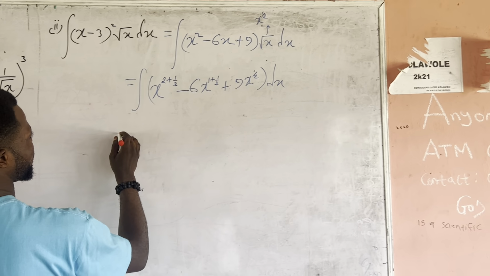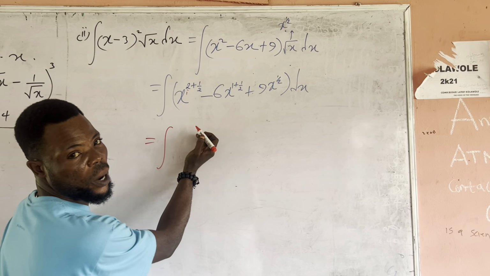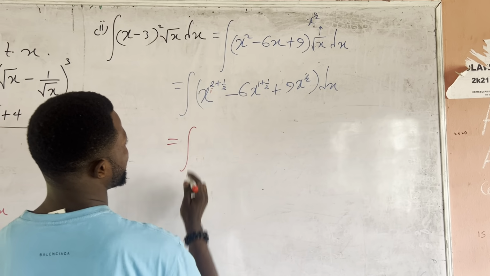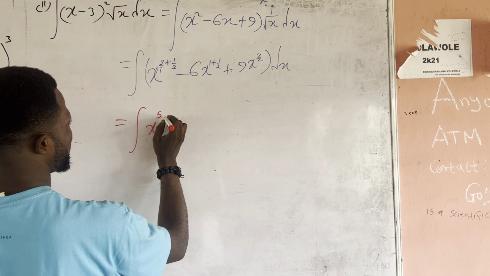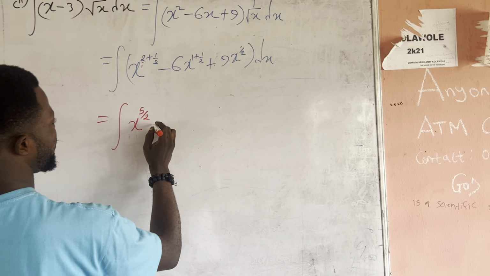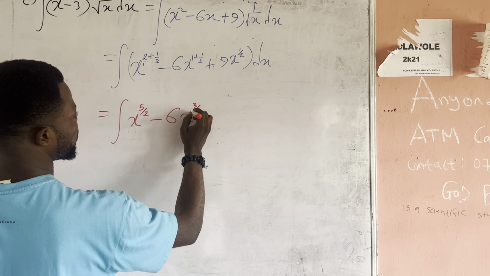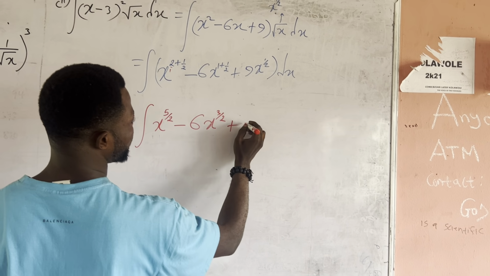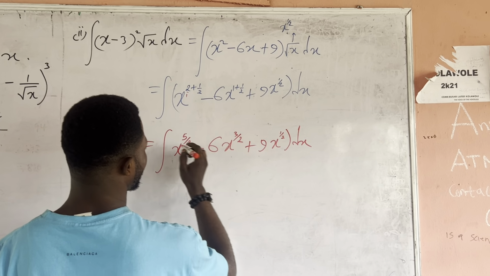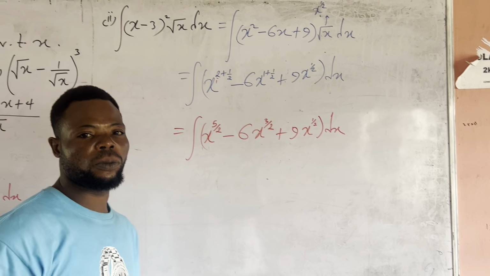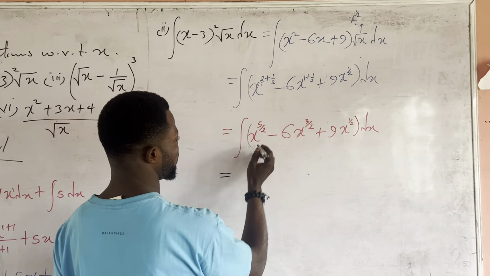So this is the same thing as an integral. When we add the powers, 2 plus half gives us 5 over 2. That is x raised to the power of 5 over 2, minus 6x raised to the power of 3 over 2, plus 9x raised to the power of half, all with respect to x. So this is also a polynomial function. We apply the direct method.